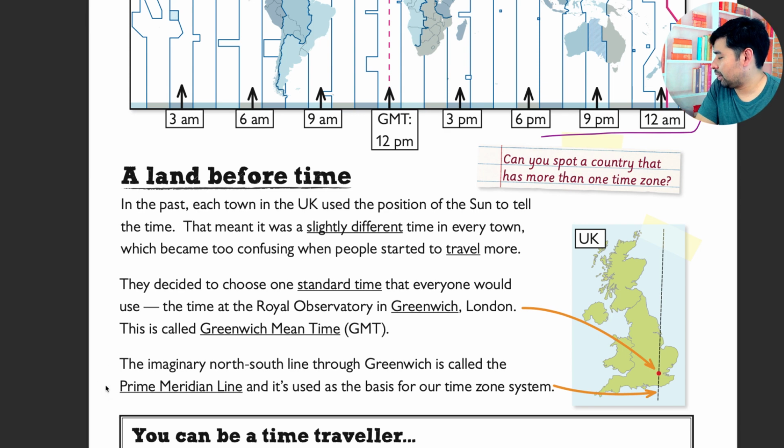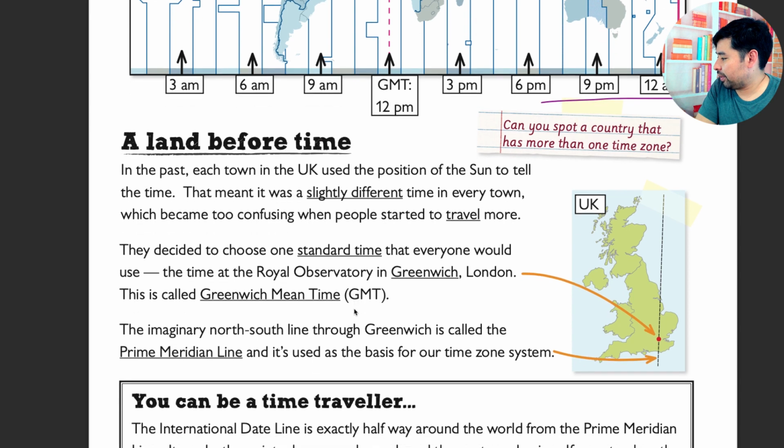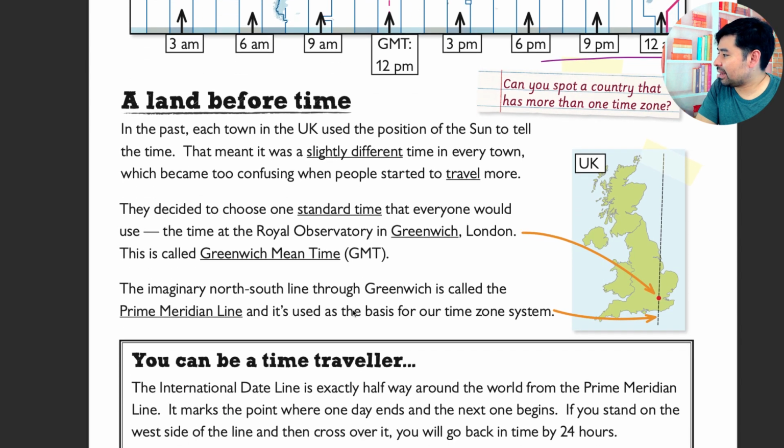Continuing, the imaginary north-south line through Greenwich is called the Prime Meridian Line, and it is used as the basis for our time zone system. They use that as a reference for all the world time zones. Did you get that? Did you understand this imaginary north-south line? I mean, GMT, this Greenwich. Again, Greenwich is the name of an area.